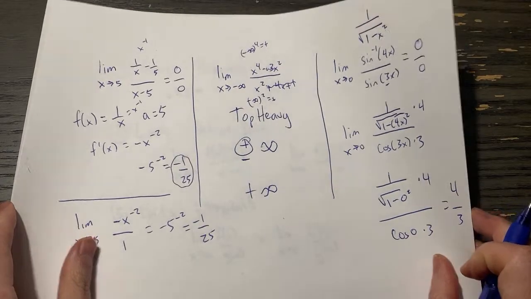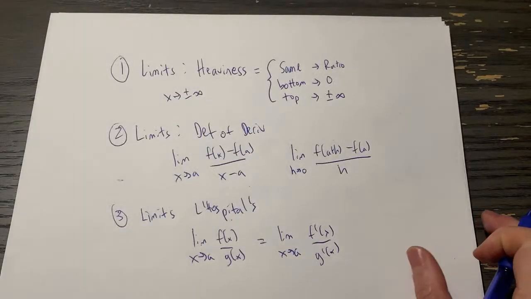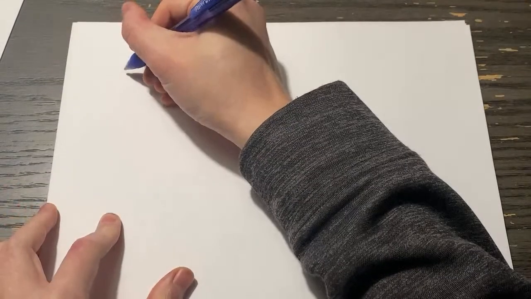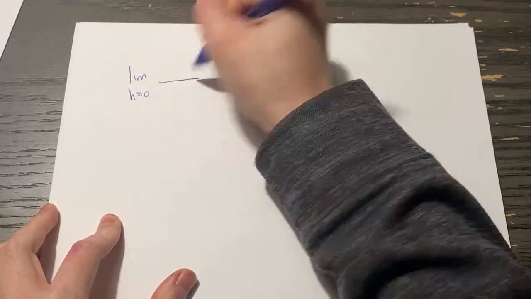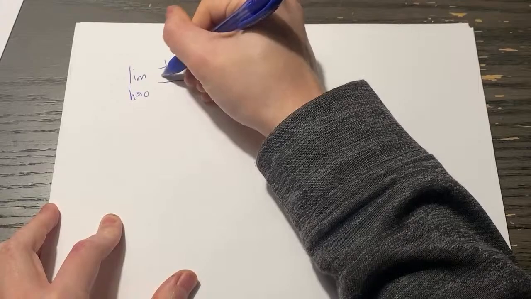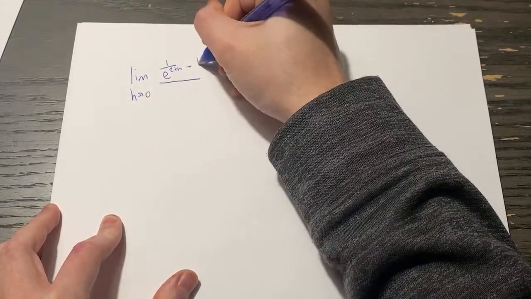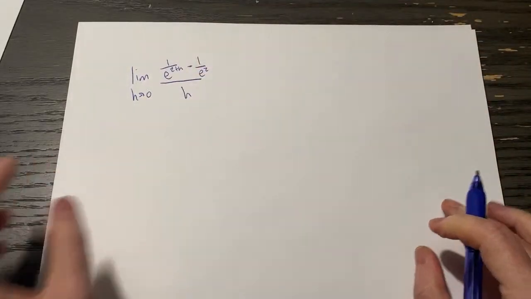I'm going to move on with some more limits. So this is, again, how we're going to do limits. Let's see, I had some in mind that I wanted to talk about. Let's do some harder ones. So let's do the limit as h goes to 0 of 1 over e to the 2 plus h minus 1 over e squared, all over h. That one looks kind of hard.